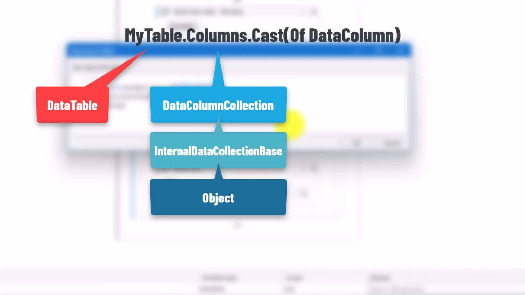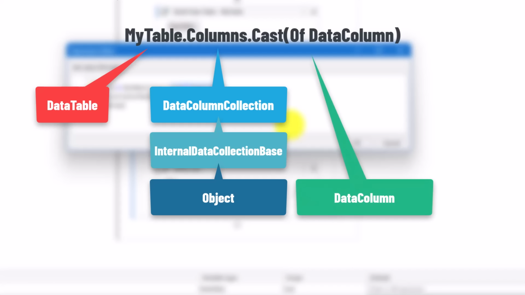This means that the type of the collection is not explicitly data column, but rather, it's a collection of objects. Since the collection is of type object, we cannot directly use the properties and methods specific to the data column type. However, we can use the cast method to convert the objects in the collection to the desired type, data column. The cast method is used to convert each element in the column's collection to the specified type, which in this case, is data column. It effectively transforms the collection of objects into a collection of data column instances.